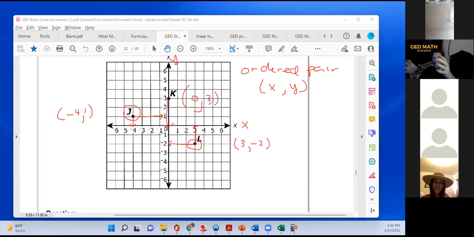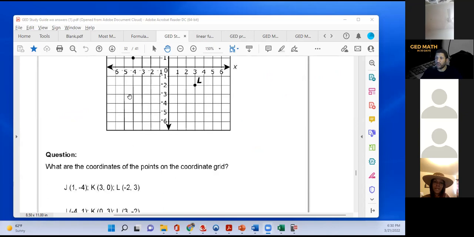This is a guaranteed problem. You're going to have to identify a point. Now, what they'll do is we understand those points, right? Now, look at the multiple choice here.